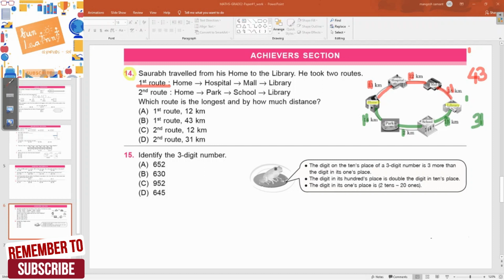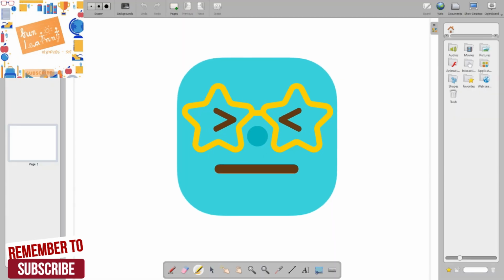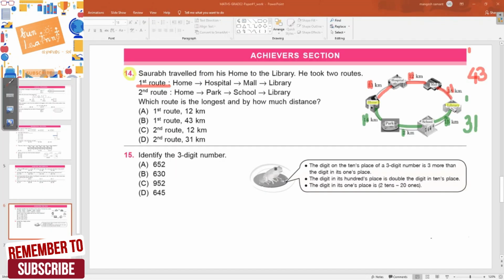Okay, let me write it a little more clearly. Route 2 is 31. Now let's go back to our yellow for our answer selection. What does it say? Which route is longest? So which one is longest? Route 1 or route 2? Yes, route 1 is the longest.